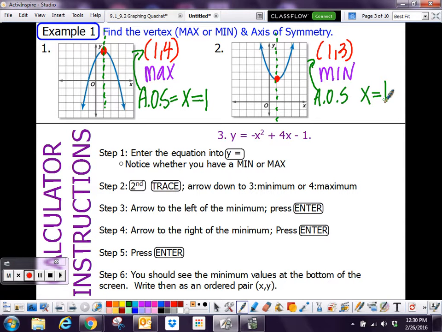Now we're going to look at how to find these in our calculator when we have an equation. It's kind of hard to see right here, but we're going to type this equation in our calculator. So you're going to go to your y equals.